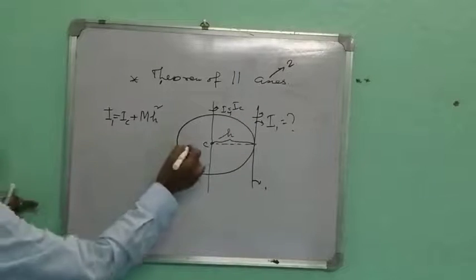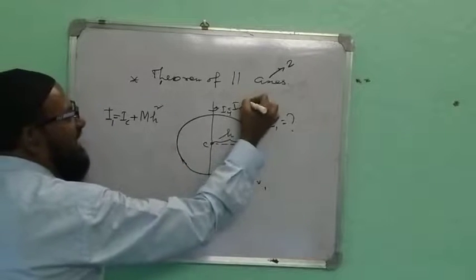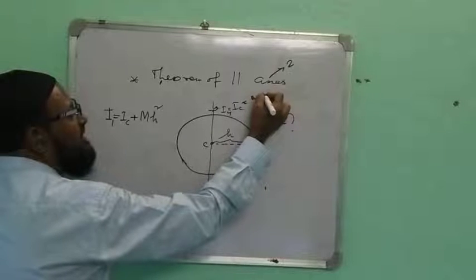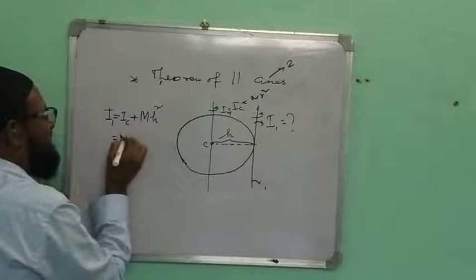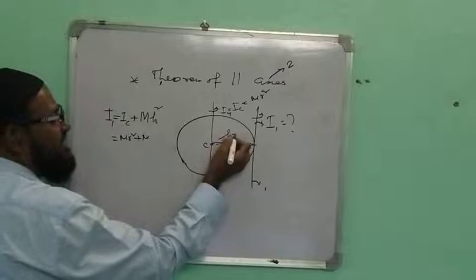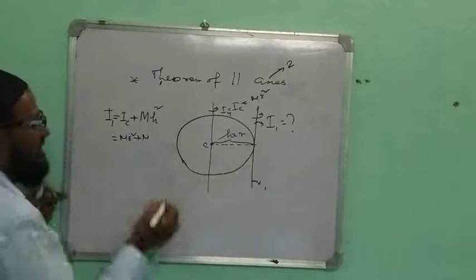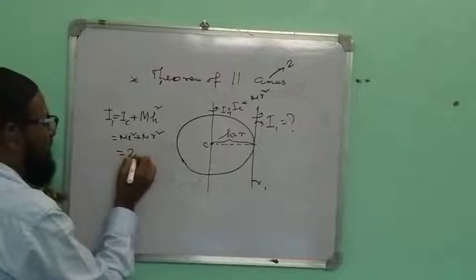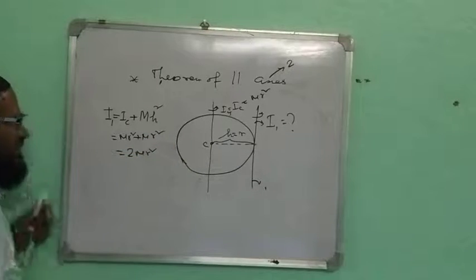In this case, what is I_C? What is the formula of I_C? I_C is M R square. In this case, what is H? This H is R, so R square. That equals 2 M R square. Please write down.